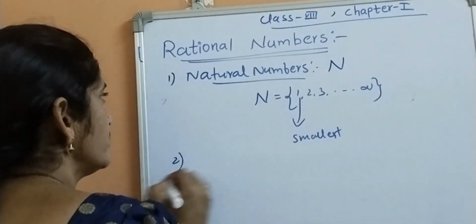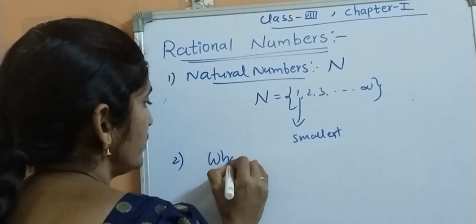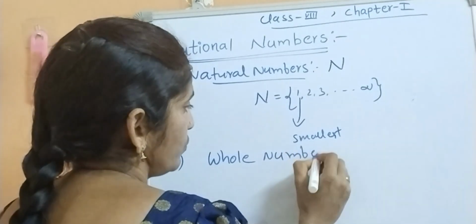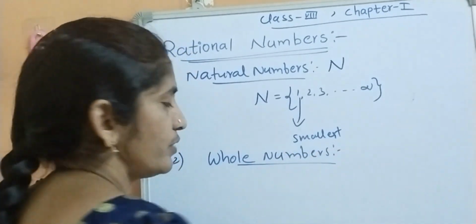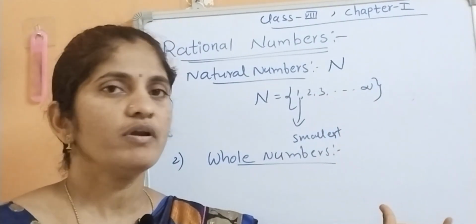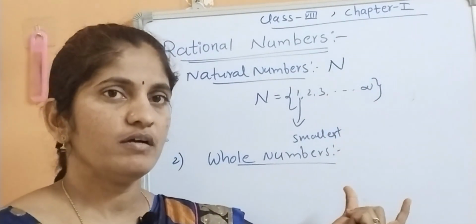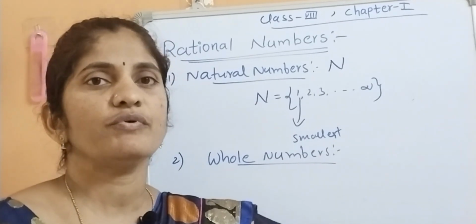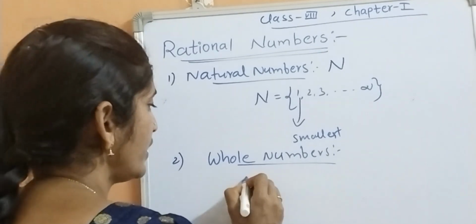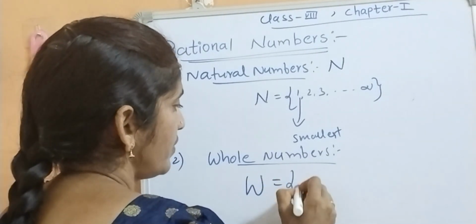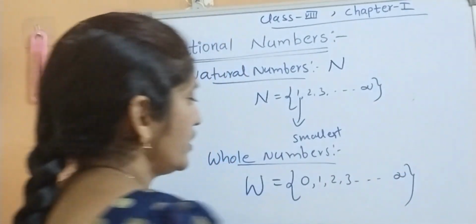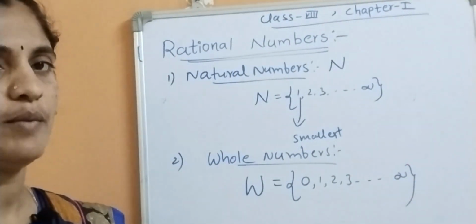Tell me, which is the second number system? Whole numbers. So tell me, what are whole numbers? Natural numbers including 0 are called whole numbers, that is starting from 0, 1, 2, 3, 4, 5 and so on to infinity. Whole numbers are denoted by capital W. So capital W is equal to 0, 1, 2, 3, 4, 5 and so on to infinity.